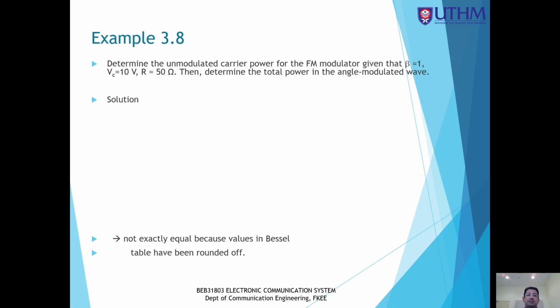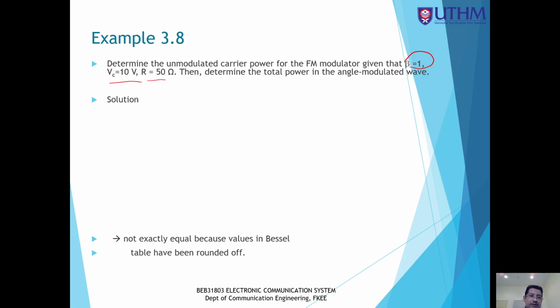The next example, 3.8: determine the unmodulated carrier power for the FM modulator given that beta is equal to 1, VC is equal to 10 volt, resistance 50 ohm. Determine the total power in the angle modulated wave.